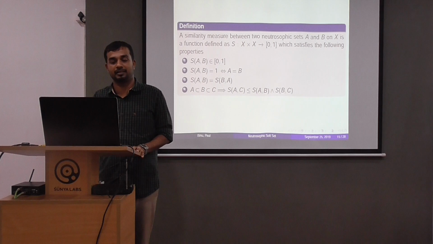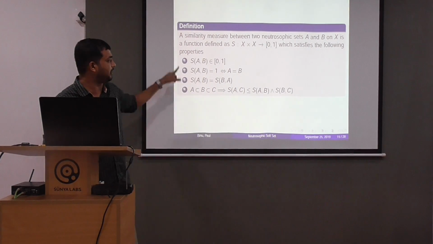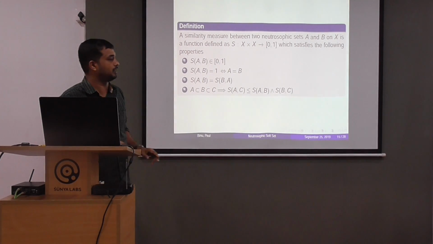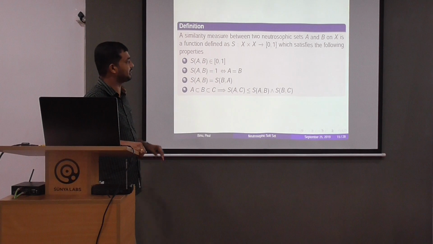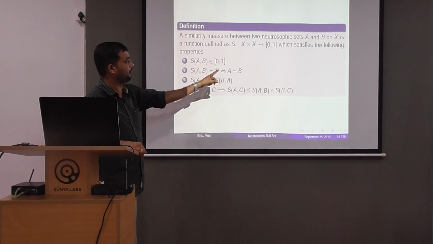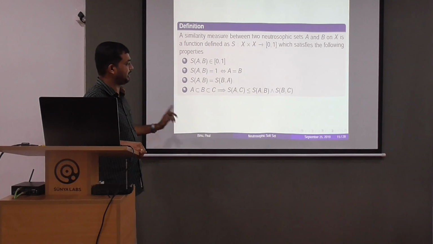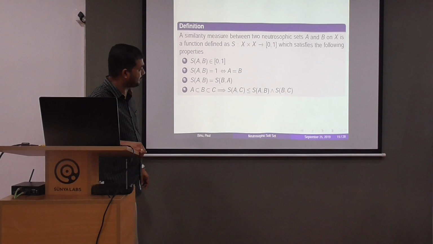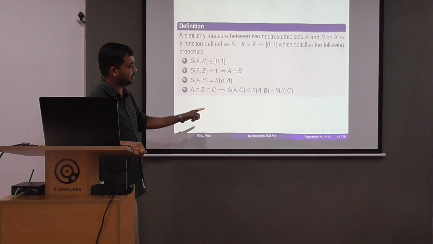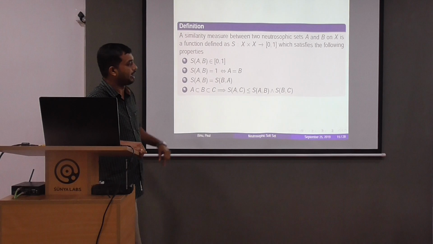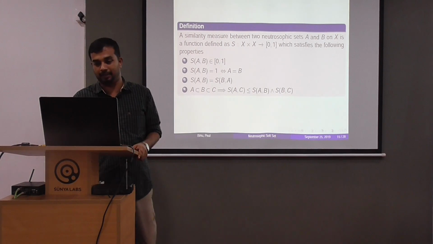A similarity measure is a real valued function which satisfies the following properties. The first one, s of ab belongs to the closed interval [0, 1]. It is equal to 1 if and only if a equals b, and it satisfies the commutative property. Next, one of the important properties: a subset of b subset of c implies s of ac is less than or equal to the minimum of s of ab comma s of bc.